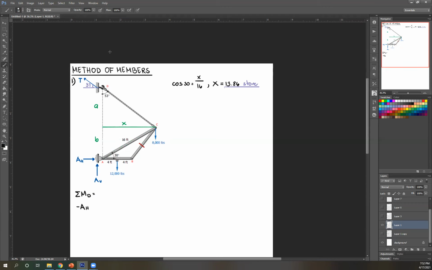Next, let's figure out the other values. Let's start here at A. Since I already know this value, and I'm given this angle, I'm going to use tangent, right? So tangent theta, which is 53, equals opposite, so that's x, over adjacent, which is your A. Again, considering x is 13.86, solving for A, we get 10.44. Once again, it's preferable that you store this value.